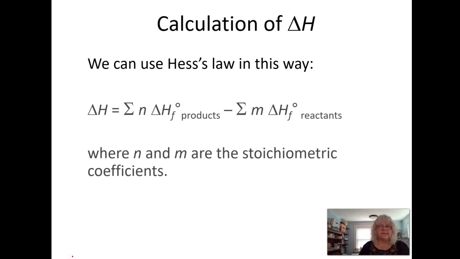So what we find is that if we can look up the heat of formation of materials in the reaction, then the heat of the reaction is going to be equal to the sum of the heats of formation of the products minus the sum of the heats of formation of the reactants. And the n and m that are in here, these are the coefficients in the balanced equation.